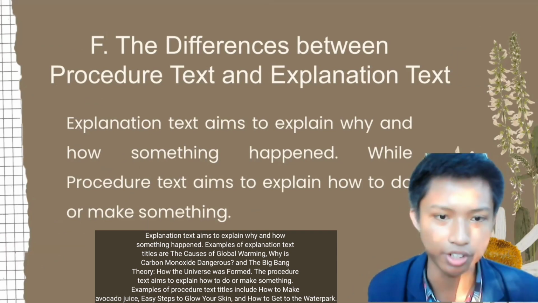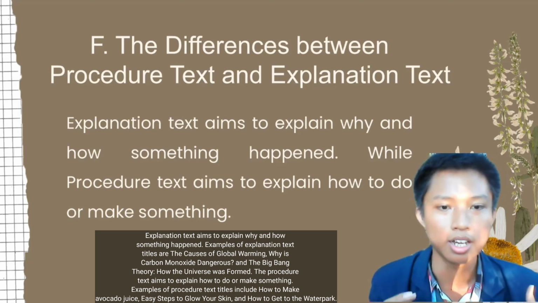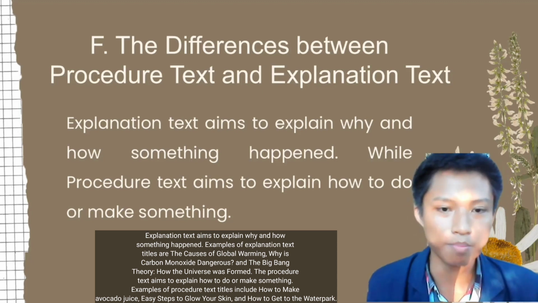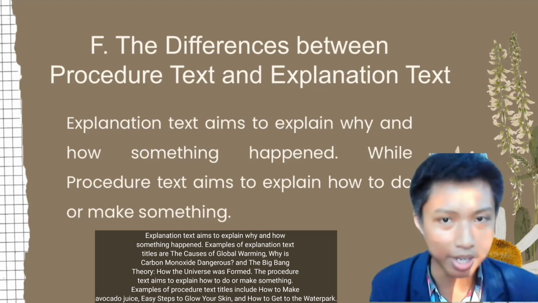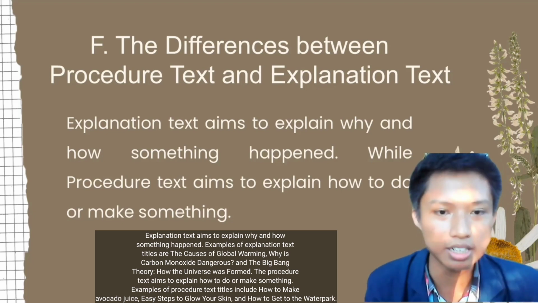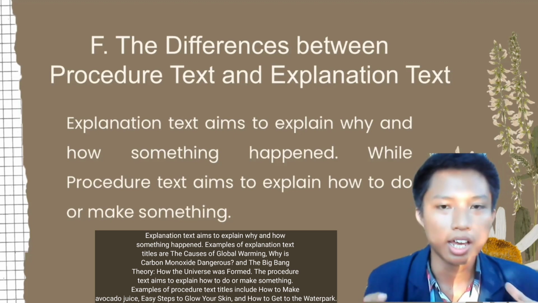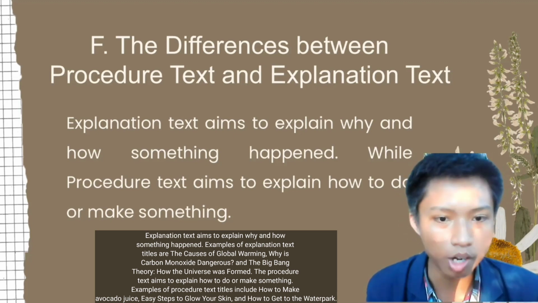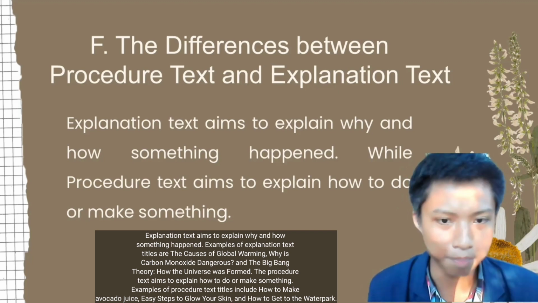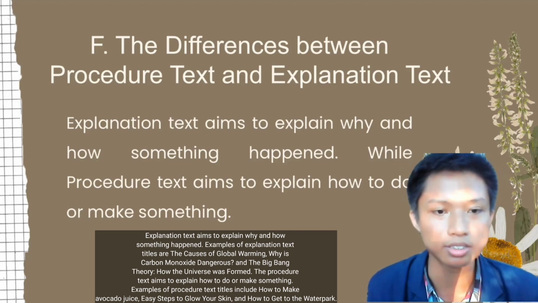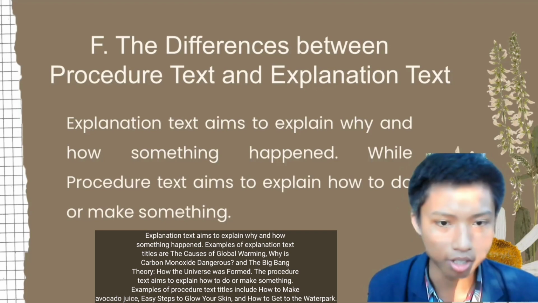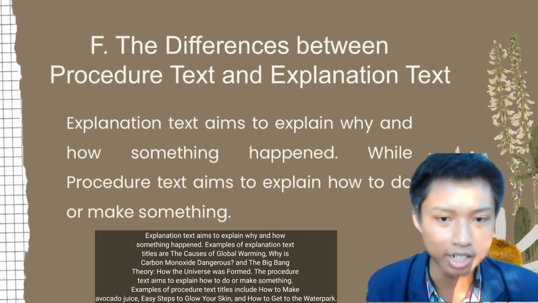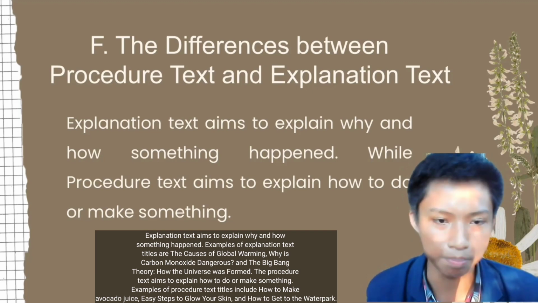Examples of explanation text details are the causes of global warming, why is carbon monoxide dangerous, and the Big Bang Theory, how the universe was formed. The procedure text aims to explain how to do or make something. Examples of procedure text details include how to make avocado juice, easy steps to glow your skin, and how to get to the water park.